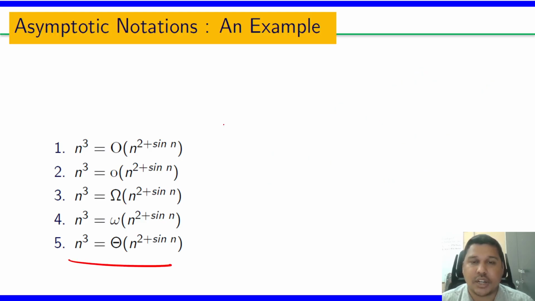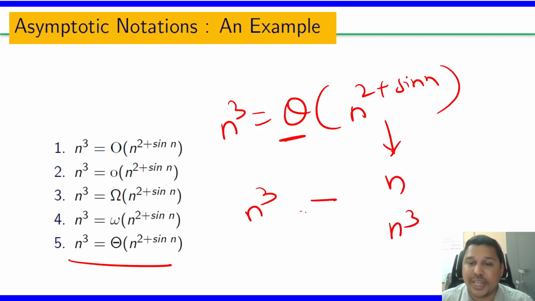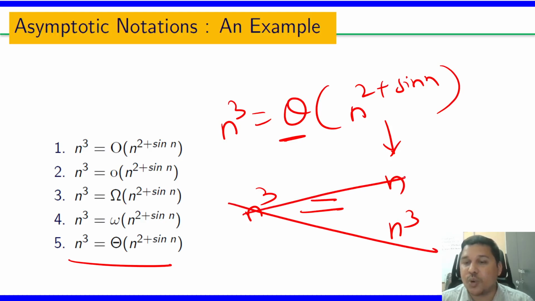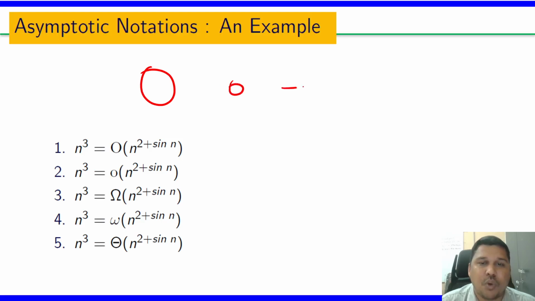Next, theta notation. N cube equal to theta of n power 2 plus sin n. I know it is ranging between n and n cube. And here it is n cube. Here I use theta. It should be equal to. These two are equal, but these two are wrong. Therefore, this is also invalid. This is just an example to let you know how we are comparing, how you are using these notations, when and where we are using big O, small o, omega, theta, and these notations.